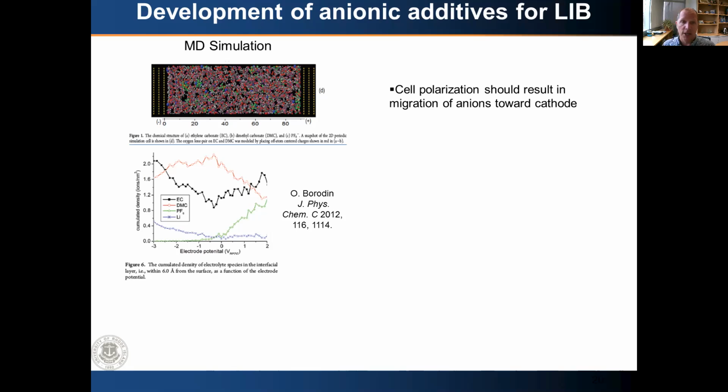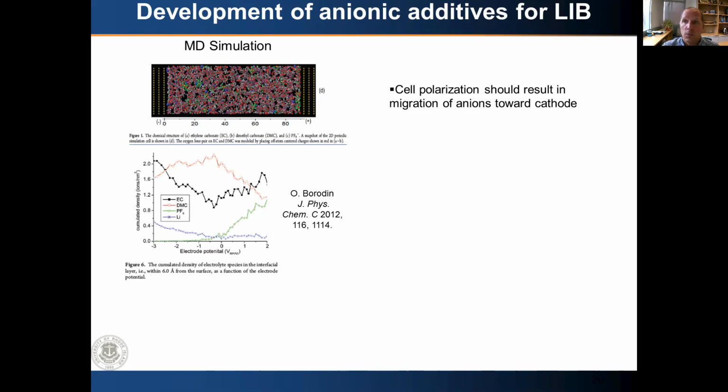As we were working on this project at a DOE program review meeting, some results were presented by Oleg Borodin, who suggested from molecular dynamics simulations that when cells are polarized, so when you try to charge cells, the anions are polarized towards the surface of the cathode, and the cations are polarized towards the surface of the anode, which makes sense and is fairly obvious. However, it hadn't occurred to me before this that you might be able to utilize this as a method to design electrolyte additives.